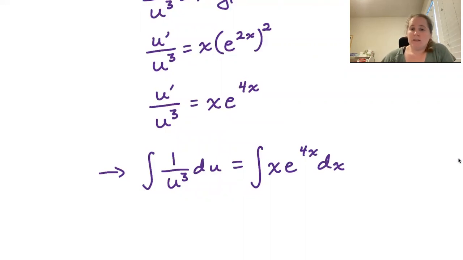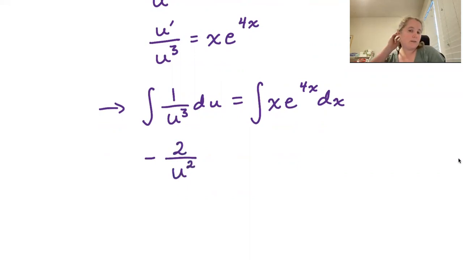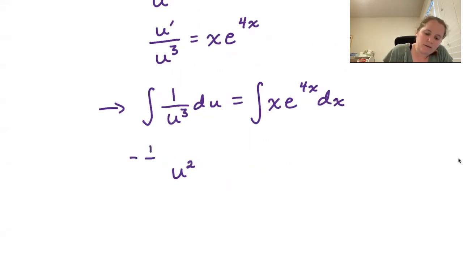1 over u cubed we can integrate fairly easily. That's u to the -3, raise the power by 1, we would go to u to the -2. And then, oops, sorry, we divide by our new power. This should be -1/2 times 1 over u squared, or just -1 over 2u squared.